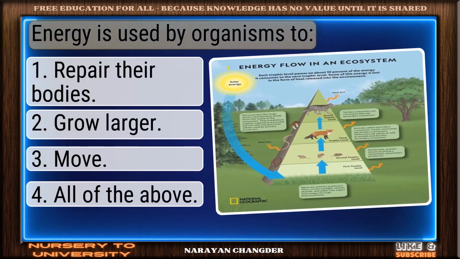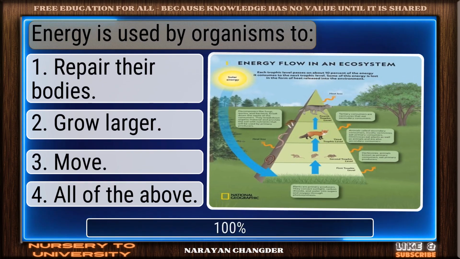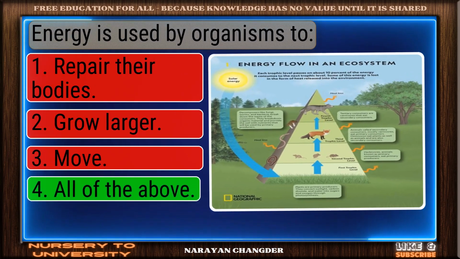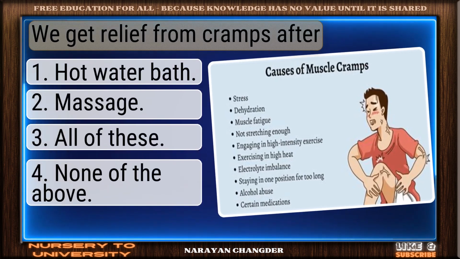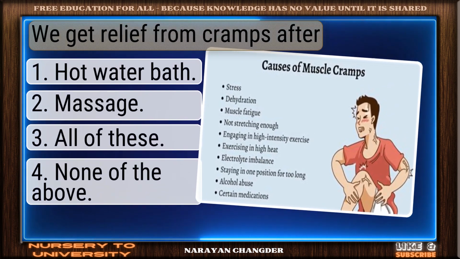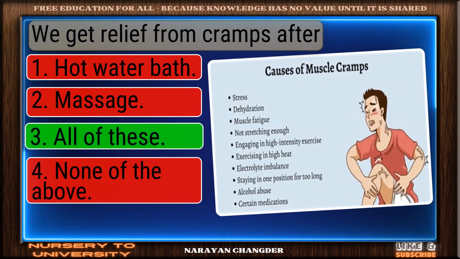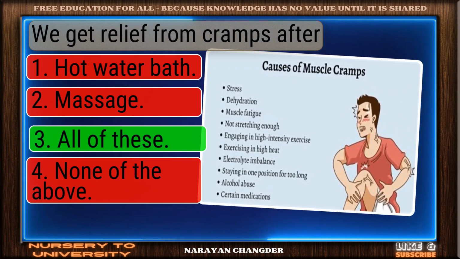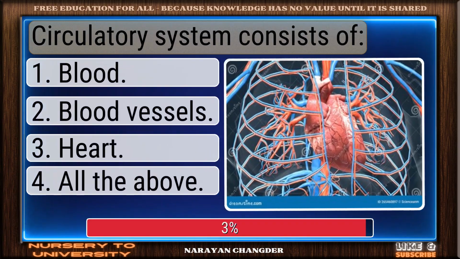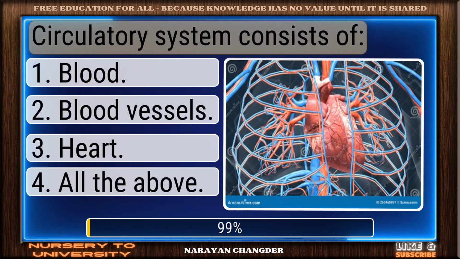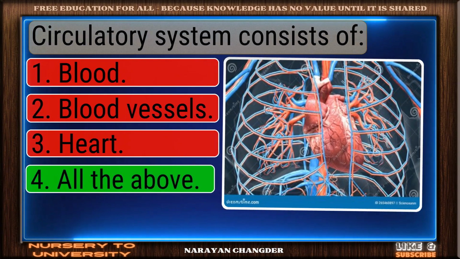Question number 208. Energy is used by organisms too. Correct response. All of the above is the most accurate answer. Question number 209. We get relief from cramps after? Bravo. All of these is the answer. Question number 210. Circulatory system consists of. On track. All the above is the correct answer.